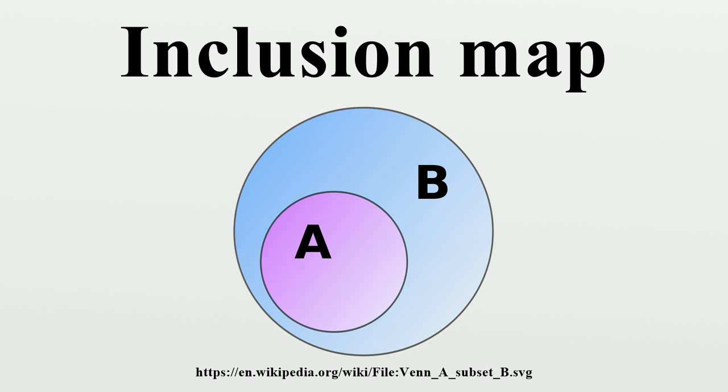Given any morphism f between objects X and Y, if there is an inclusion map into the domain, then one can form the restriction phi of f. In many instances, one can also construct a canonical inclusion into the codomain Y, known as the range of f.